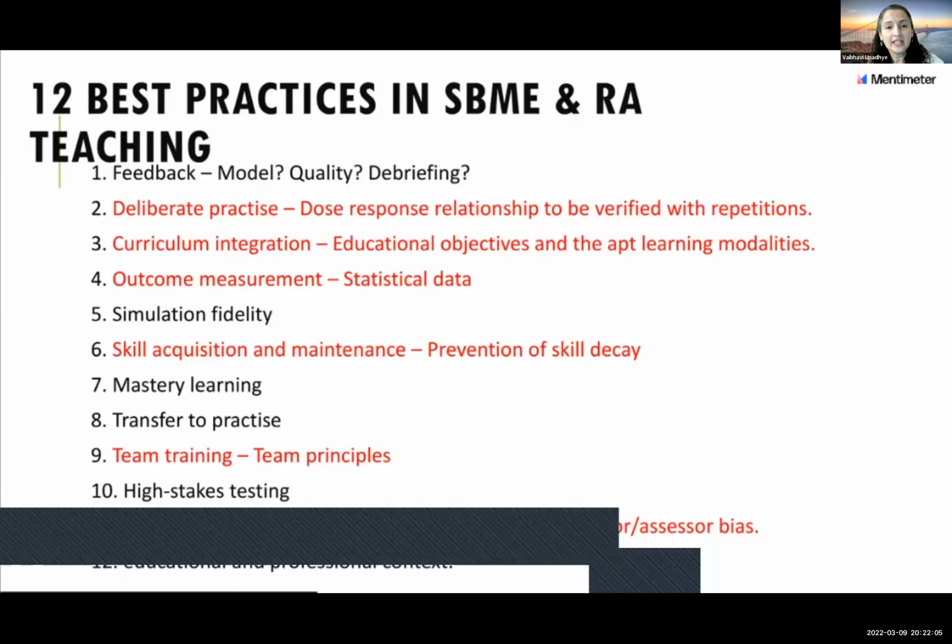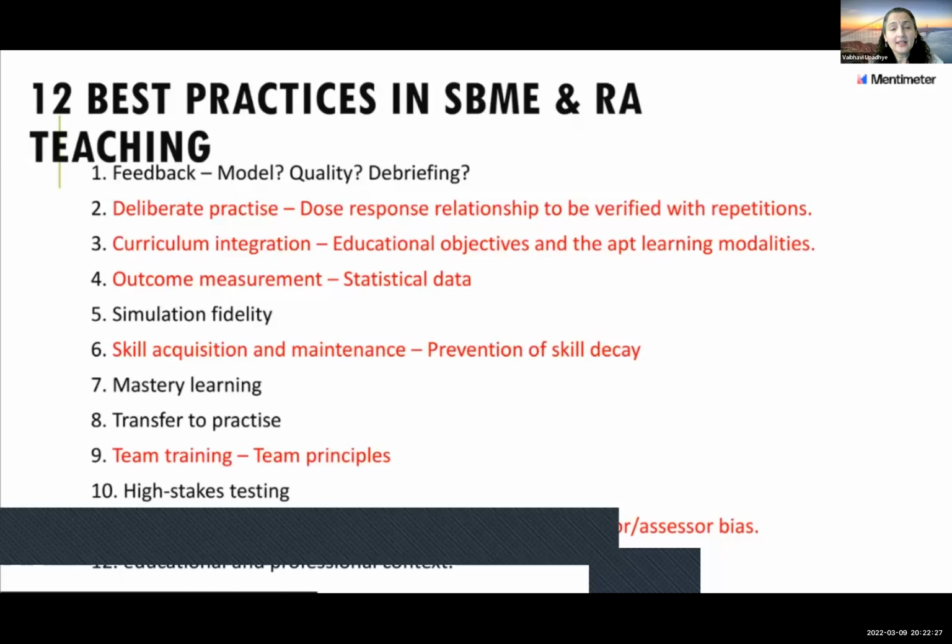The curriculum integration, the educational objectives: the more SMART they are, the more clear they are. With the apt learning modalities that we are going to show now, simulation can be integrated with the curriculum. The outcome measurements should have statistical data as well.